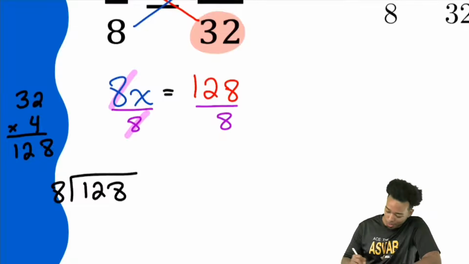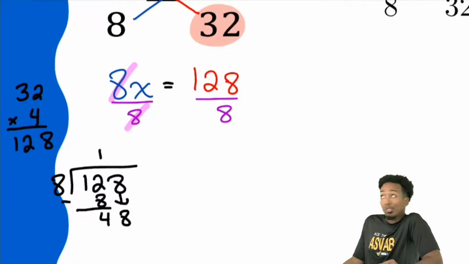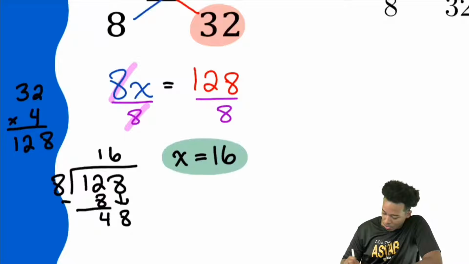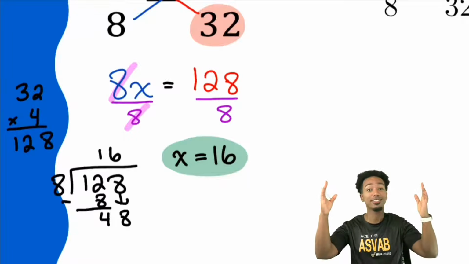Okay, here we go. 8 into 12. That's going to happen one time. Subtract the 8. I get a 4. Drop that 8. 8 goes into 48 how many times? Right, that's going to be 6. Okay, so it's going to be 16. So that means the answer is going to be x equals 16. Everybody, is that correct? Is x going to equal 16? Great, right? Feels great. We're feeling good.